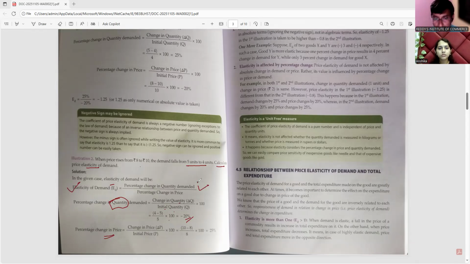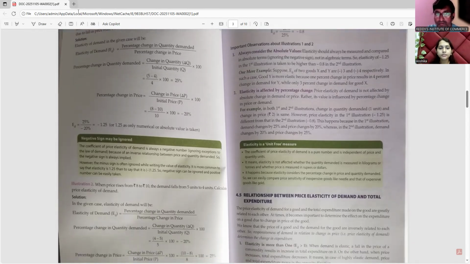Now after that, you need the change in price. We are going to calculate one by one the calculation of ED. What is the formula of ED? Percentage change in quantity demanded. We are going to take the figure from this formula, and percentage change in price, we are going to calculate with the same formula. And after this calculation, we are putting these figures in the formula, 20 by 25 into 100. Got it? How to calculate?